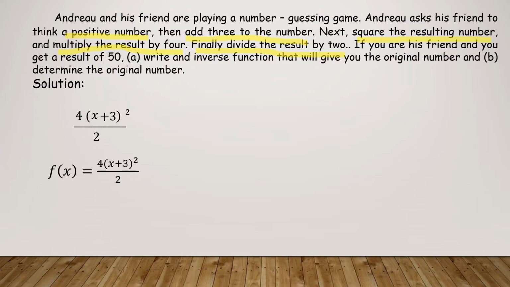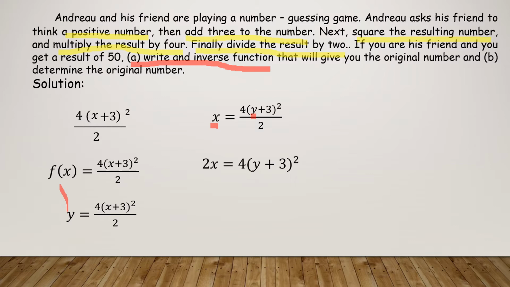So, hahanapin naman natin ang inverse function since we're looking for its inverse. For letter A, write an inverse function. So, we write f of x is equal to y. We interchange the x and y variable. Multiply both sides by 2, we get 2x is equal to 4 times the quantity of y plus 3 squared. So, divide lang both sides by 4. We have 2x over 4 is equal to quantity y plus 3 squared. So, kunin natin yung square root of both sides.